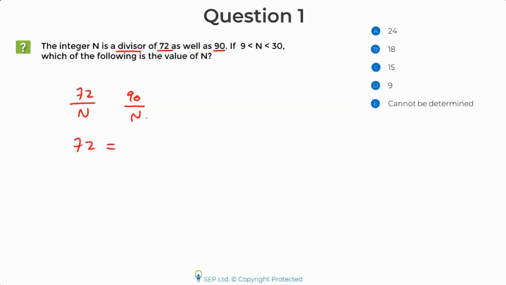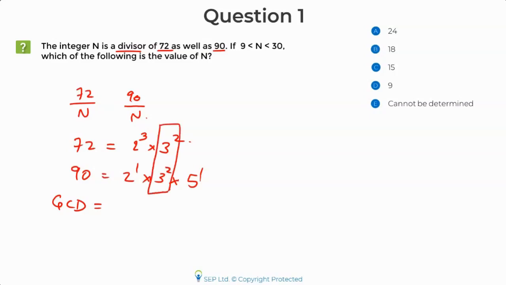Now, 72 is what? It's basically 8 times 9. So I'll say 2 cubed times 3 squared. 90 is 2 to the power 1, 3 squared, and 5 to the power 1. Okay. Now I'm looking for a common divisor. So the greatest common divisor in this case is going to be, as I told you, in greatest common divisor, we first of all see what is common. We can see this is fully common. They both have 3 squared. So you take that, that's easy.